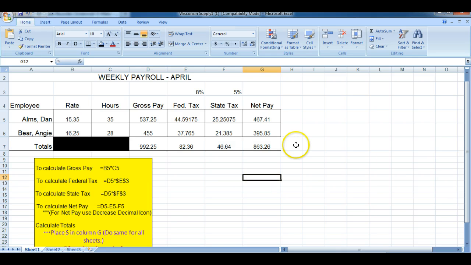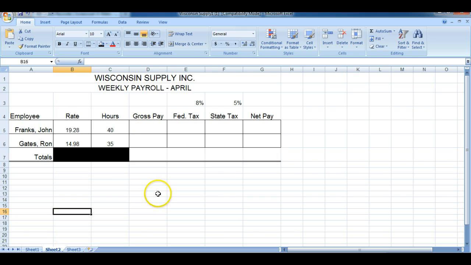Okay. So now we're going to go down to sheet 2. So go down the bottom left, click on sheet 2. Same deal, but you have John and Ron. Okay, gross pay, you're doing rate times hours. Equal sign, rate times hours. Enter. Click here.